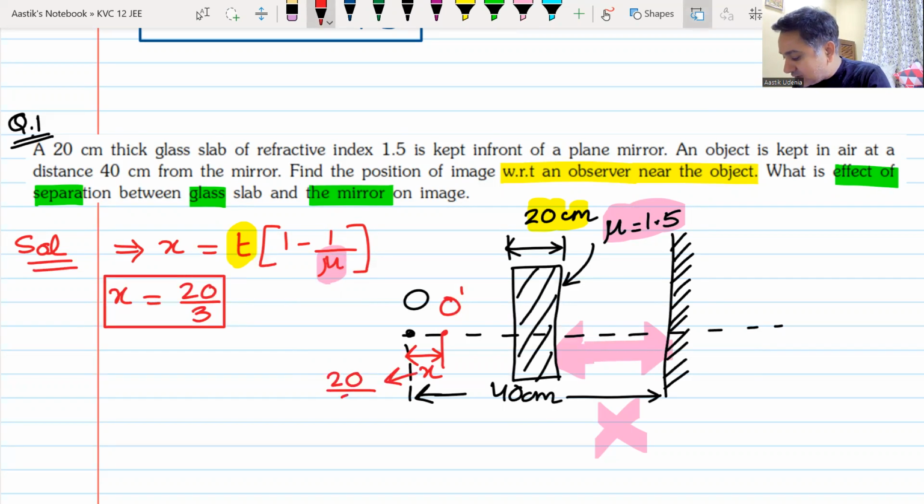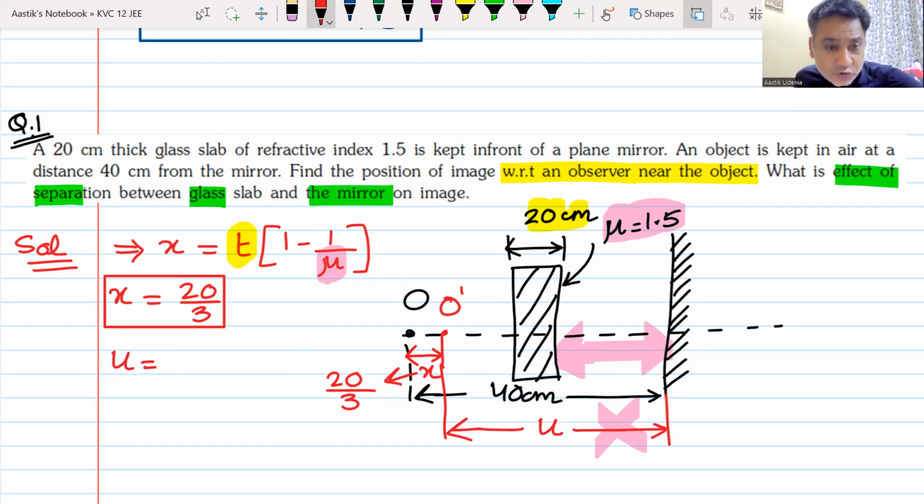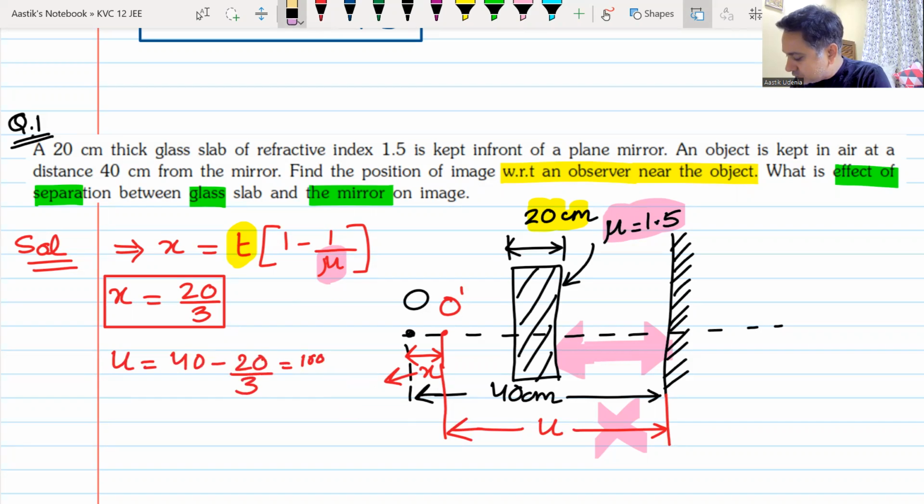So now what is the effective distance of the object from the mirror, my dear friends? This is the effective distance. Can you tell me how much this is? This is the value of u, the distance of the object. So this u will be 40 minus 20 by 3, and that I think is 100 by 3. Yes or no? Yes, sir. That is 100 by 3.